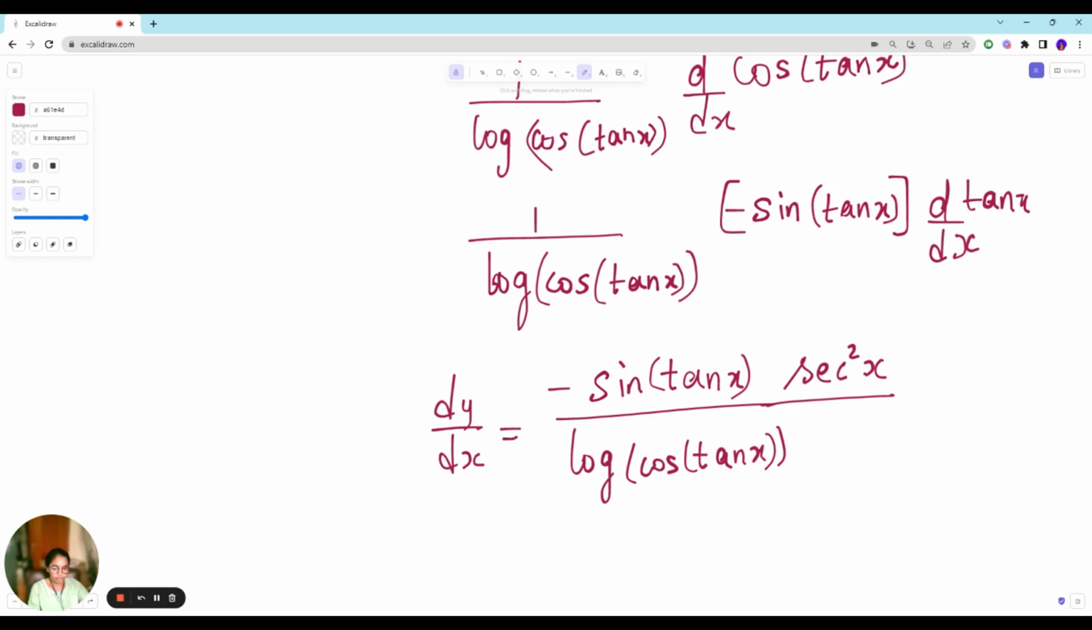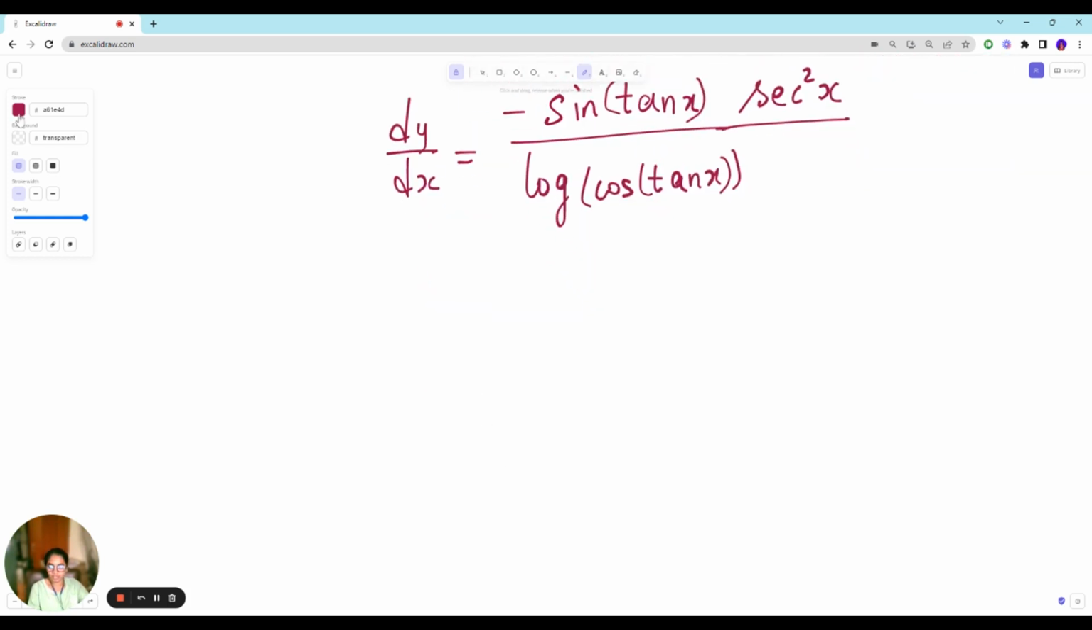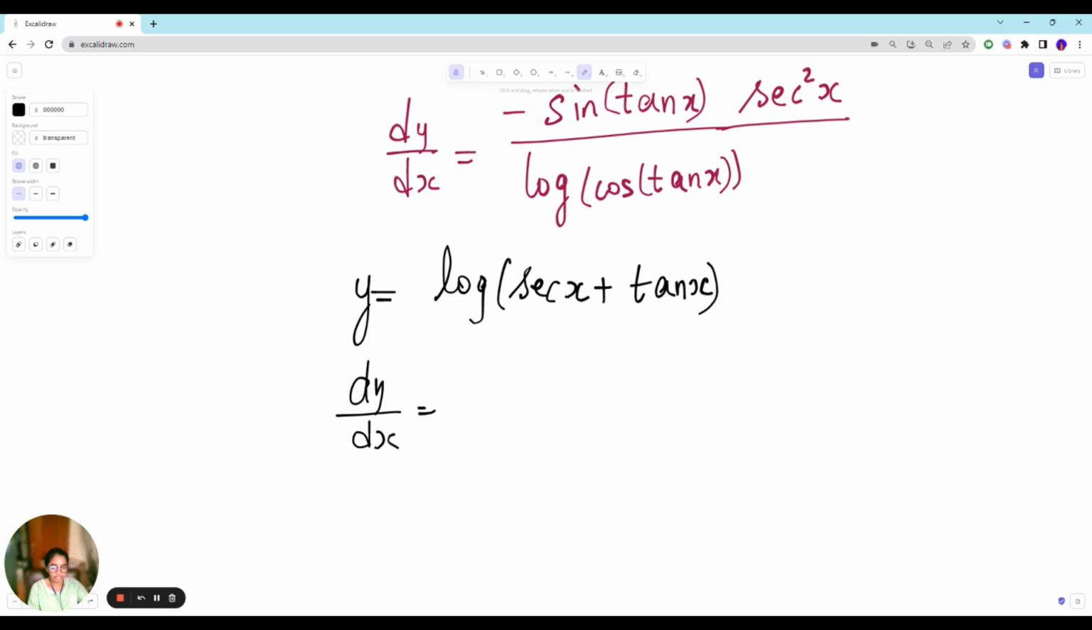Okay, now moving on. Suppose say they have given y is equal to log of secant x plus tan x. How will we solve this? We would have to find dy by dx. Agree? Dy by dx is equal to, if I apply chain rule, I would take secant x plus tan x is equal to t. Correct? And differentiation of log t would be what? 1 divided by log. What was t? Secant x plus tan x.